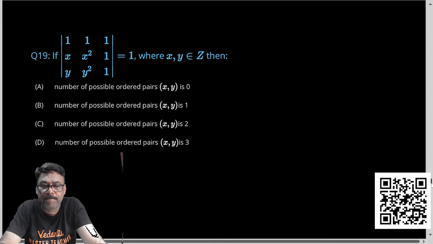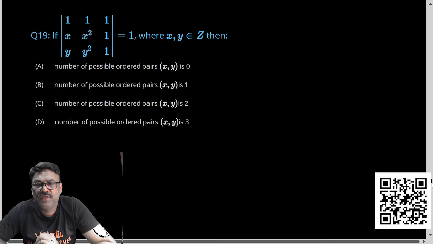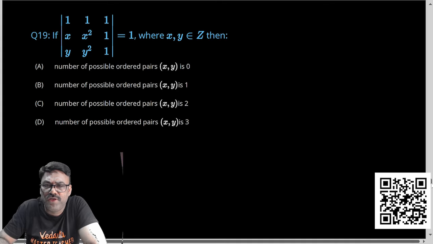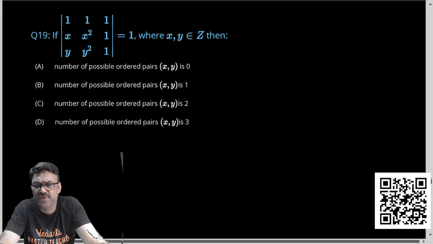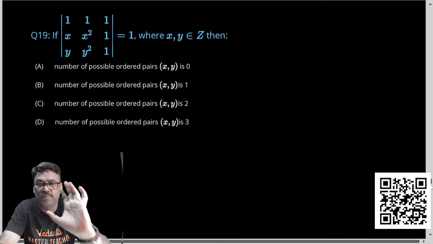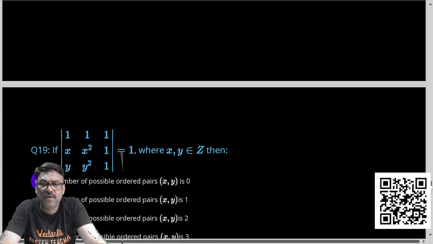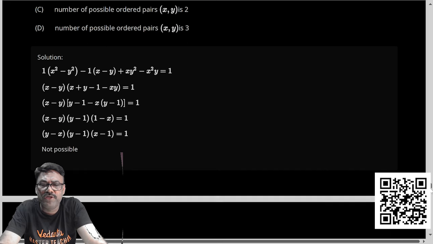Question number 19. This determinant is equal to 1. Then the number of possible ordered pairs (x, y), where x and y are integers. When you expand this determinant without doing anything else, just expand and factorize. It is an easy question, so I'm just showing you the solution. If you expand this determinant and factorize it, ultimately you will get this.